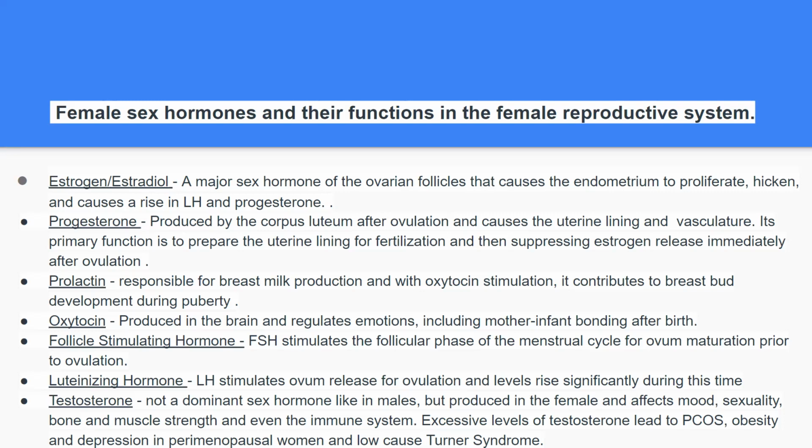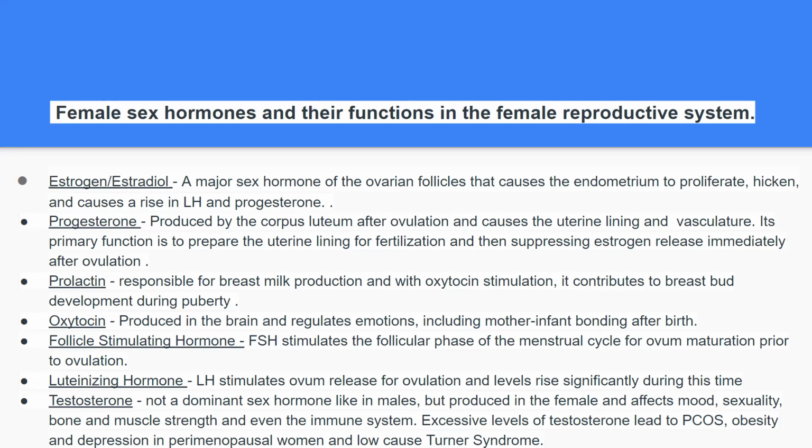especially after ovulation. Prolactin is another hormone that is responsible for breast milk, and with oxytocin stimulation, it increases the blood supply to the breast bud, especially during pubertal changes in females. Oxytocin is produced in the brain. It regulates our mood and emotions, and it also engages in mother-infant bonding after birth.